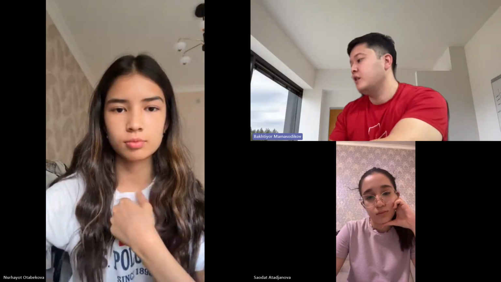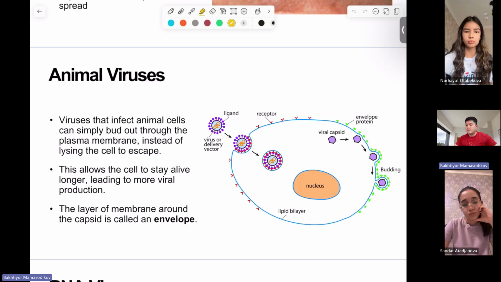We are starting with animal viruses. So we learned about the viruses that infect bacteria. We call them what? Bacteriophages. We call them bacteriophages. Now let's learn the animal viruses.